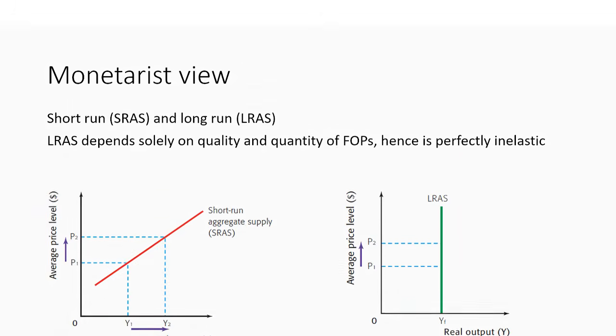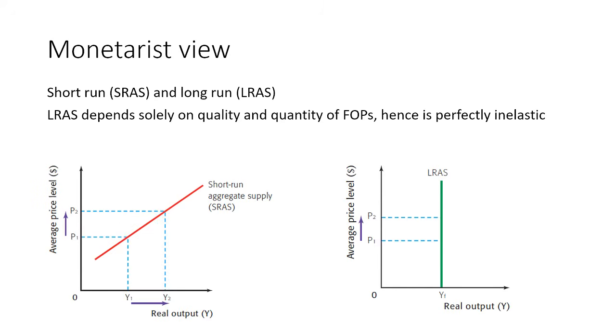So there are different viewpoints for aggregate supply. You have the monetarist view or the neoclassical view. They distinguish between the short run and the long run. As you can see here, they have a short run aggregate supply, or SRAS, and a long run aggregate supply, long run AS. And the theory here is that the long run aggregate supply depends solely on the quality and quantity of the factors of production.